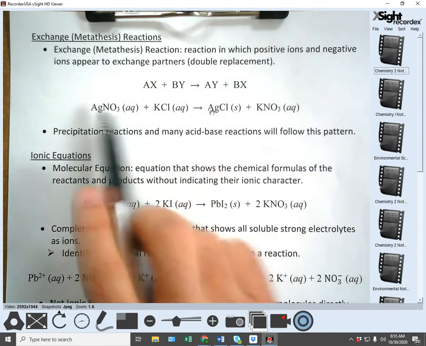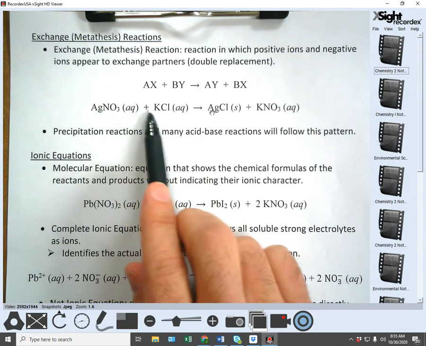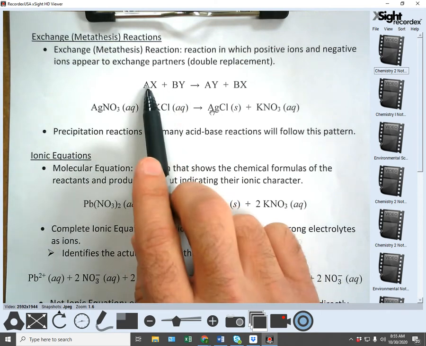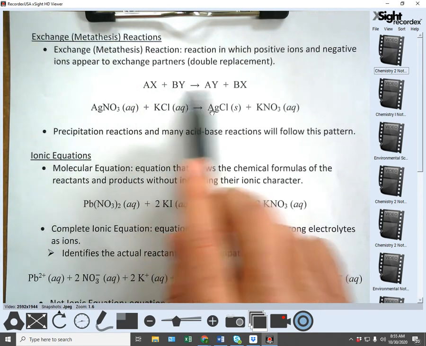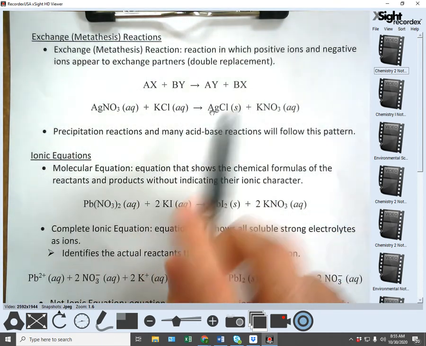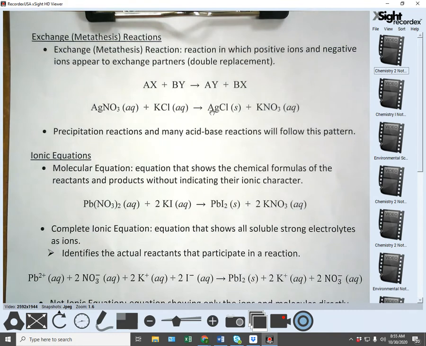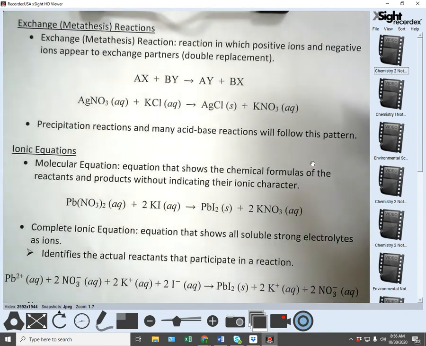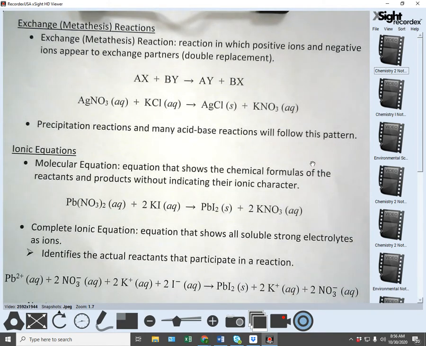So here's an example. AgNO3 aqueous plus KCl aqueous yields: you get the Ag combining with the Cl, and the K combining with the NO3. Now, one thing that's important to remember when you do this is that you have to put the cation first, the positive, and the anion second. Precipitation reactions and many acid-base reactions will follow this pattern.